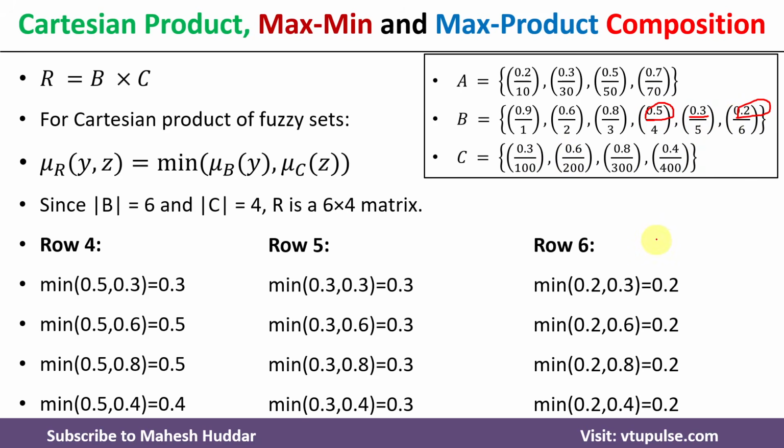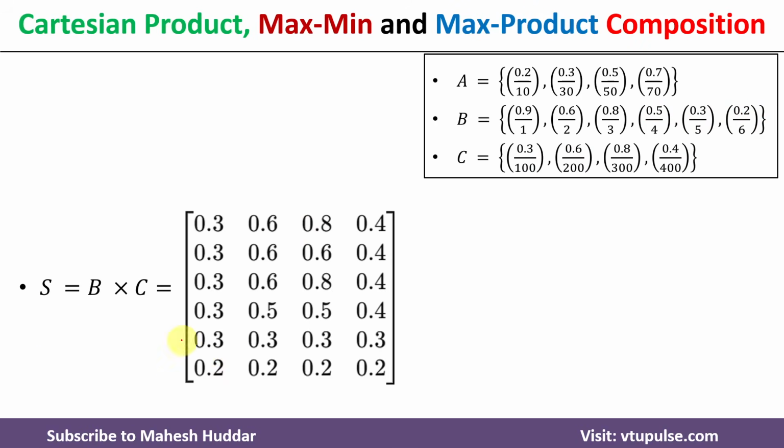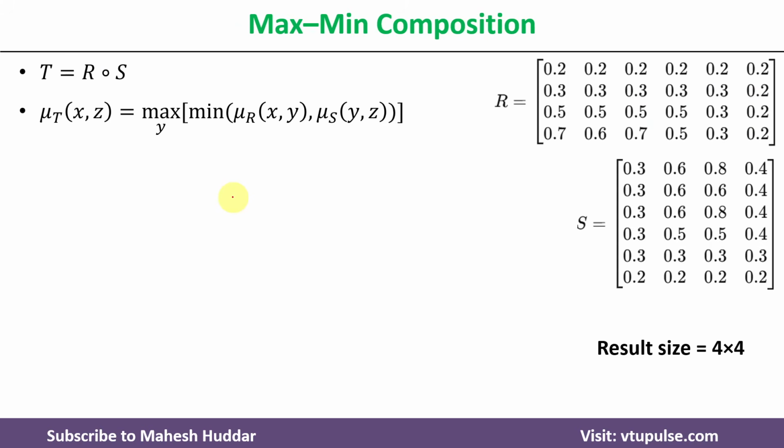Once you compute the row wise values, the final fuzzy relation S will look something like this. So this is a 6 by 4 matrix. Next we will do the max min composition between the fuzzy relations R and S. That can be calculated by using this formula: the membership value of (x, z) in a fuzzy relation T is always equal to the maximum value of the minimum of the membership value of (x, y) in R and the membership value of (y, z) in fuzzy relation S, for all y.